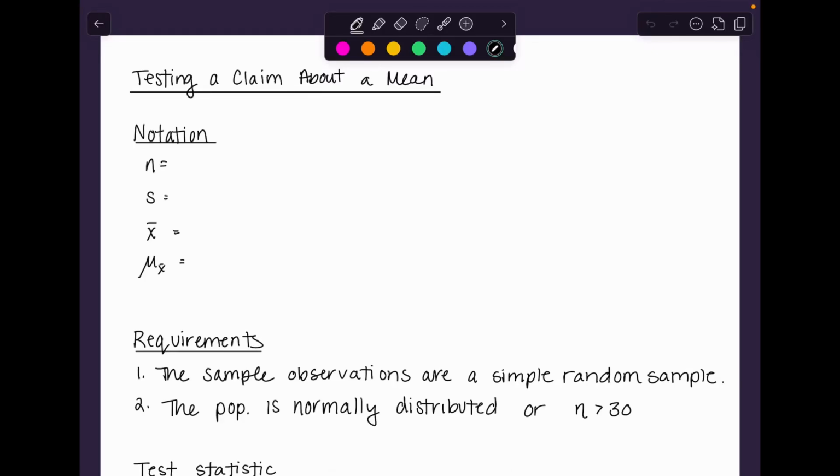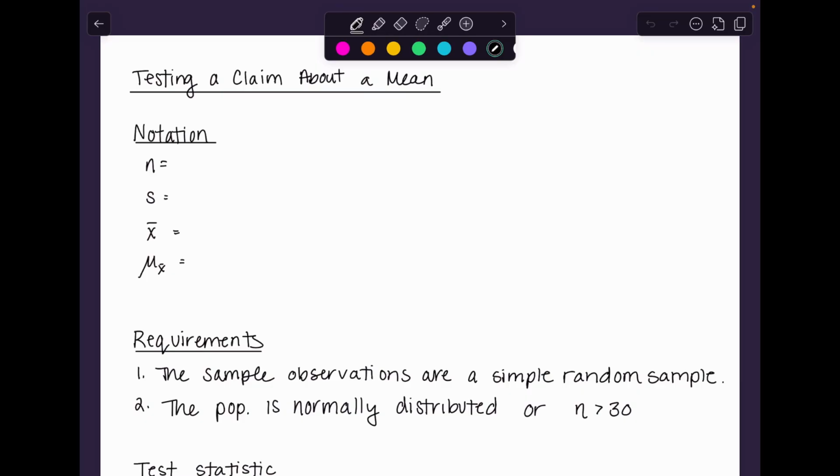So when we talk about testing a claim about a mean, it's going to follow a similar approach. The only difference is we have a different test statistic, and because of that, we have a different distribution that we're going to use. And even further, as a result of that, it's a little bit more complicated to find p-values here. So we're actually going to have to utilize some online calculators to do the p-value method.